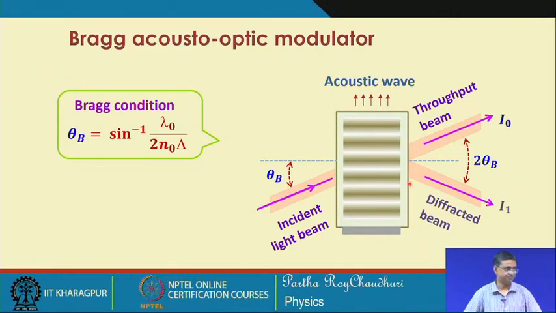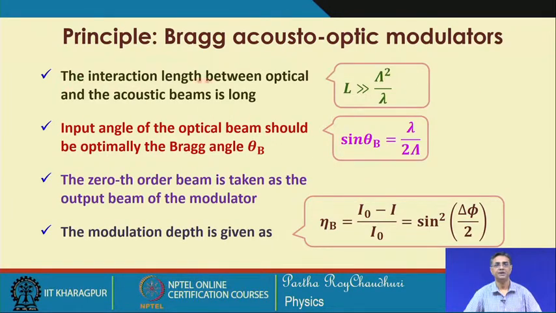Again, the interaction length for this Bragg type of modulator is one of the basic requirements: the optical and acoustic beam width should be large compared to this quantity. The input angle of the optical beam should satisfy the Bragg condition for all situations, that is, sin theta b will be equal to lambda upon twice capital lambda.